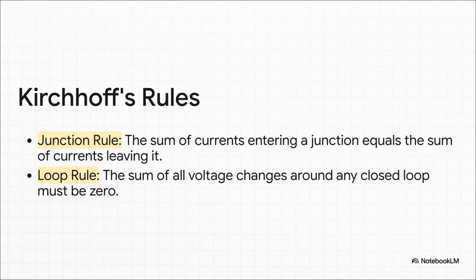The junction rule basically says that at any fork in the road in a circuit, all the current that flows in has to flow back out. That's it. Charge can't just appear or disappear. And the loop rule is like going for a hike. If you start at your camp, walk up some hills and down some valleys, and end up back at the same camp, your total change in elevation has to be zero, right? It's the same with voltage in any closed loop.